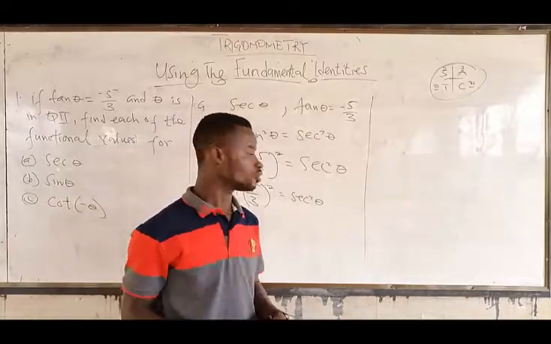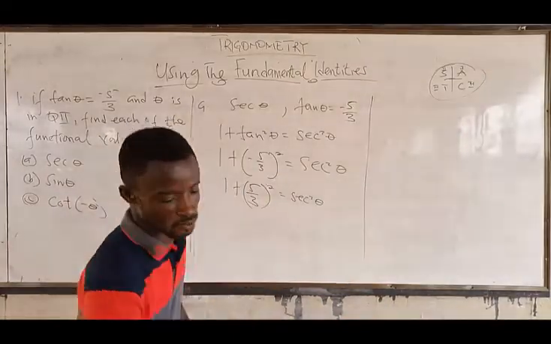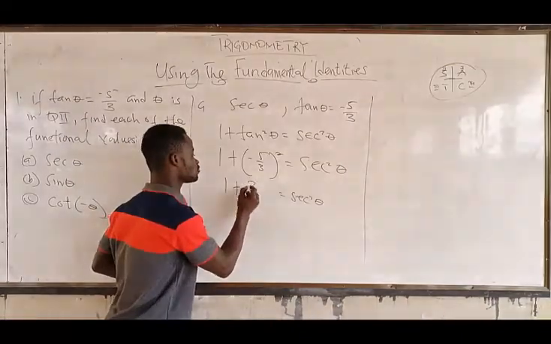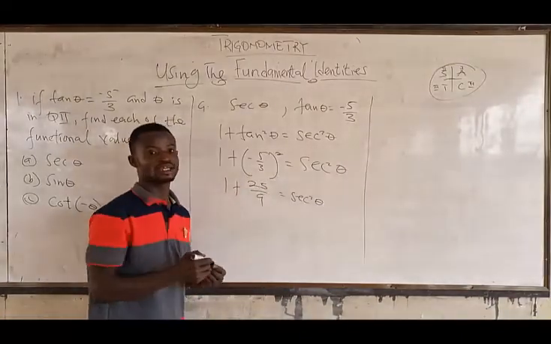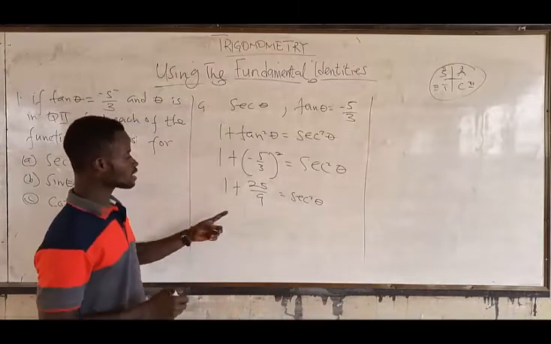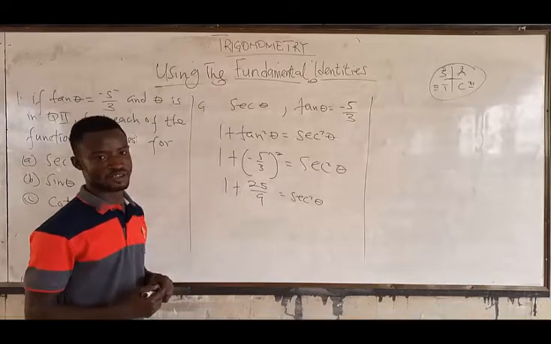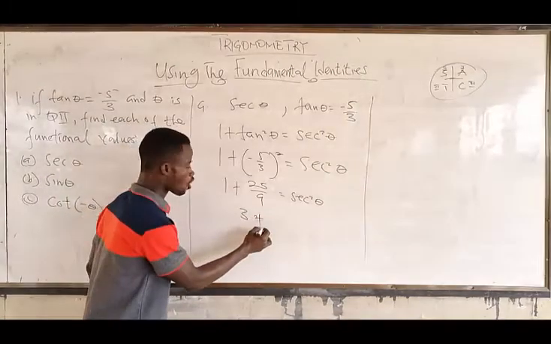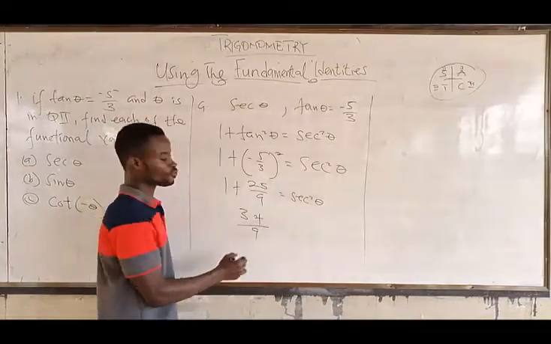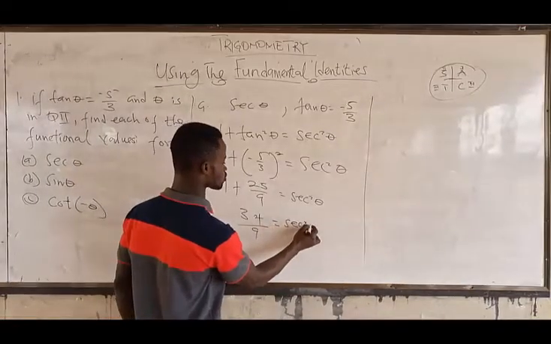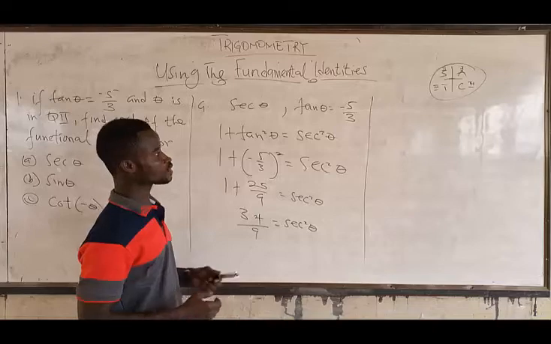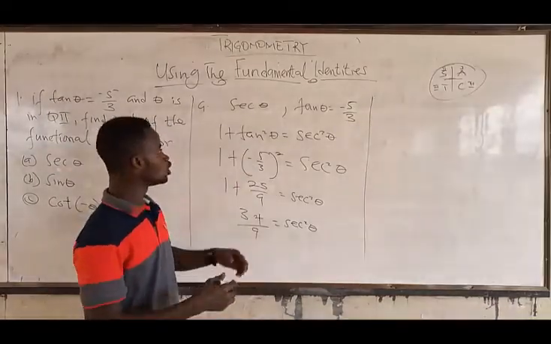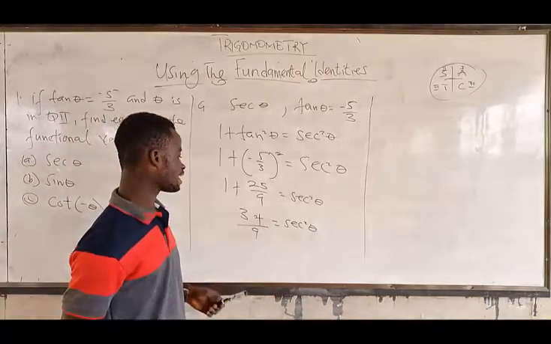Alright. Now, this is going to be 25 over 9. So you just add 1 to 25 over 9, and you are going to get 34 over 9, which is going to be equal to sec square theta. Don't forget you are looking for sec theta. So for you to get sec theta here, what will you do? You square root both sides.